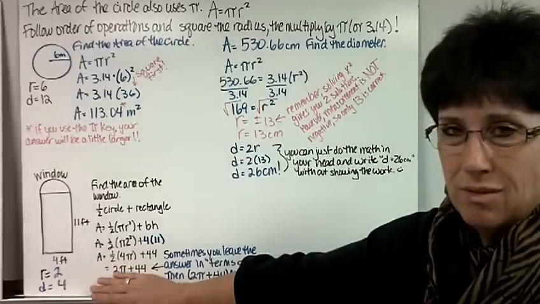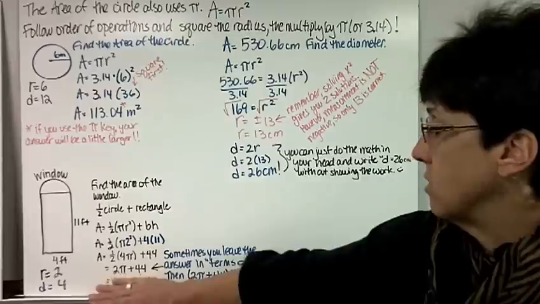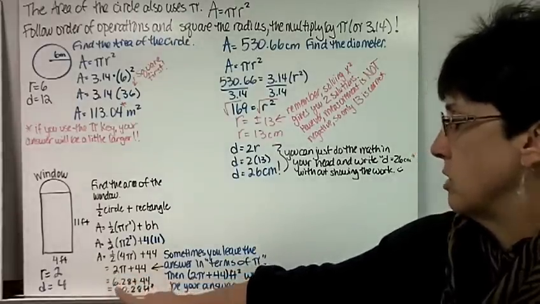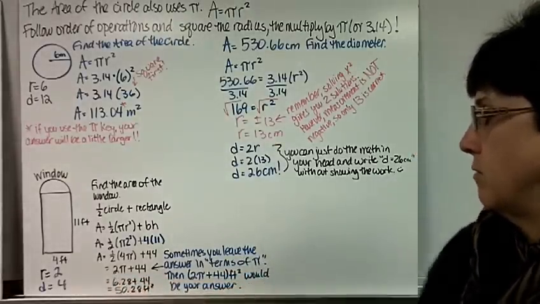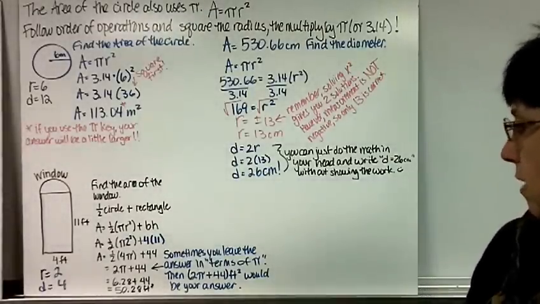But if we really need to find the area because we're going to put window film or something on it, we need to do the math. So 2 times 3.14 is 6.28 plus 44, 50.28 feet squared, or 50 and 28/100 feet squared. And that's it.